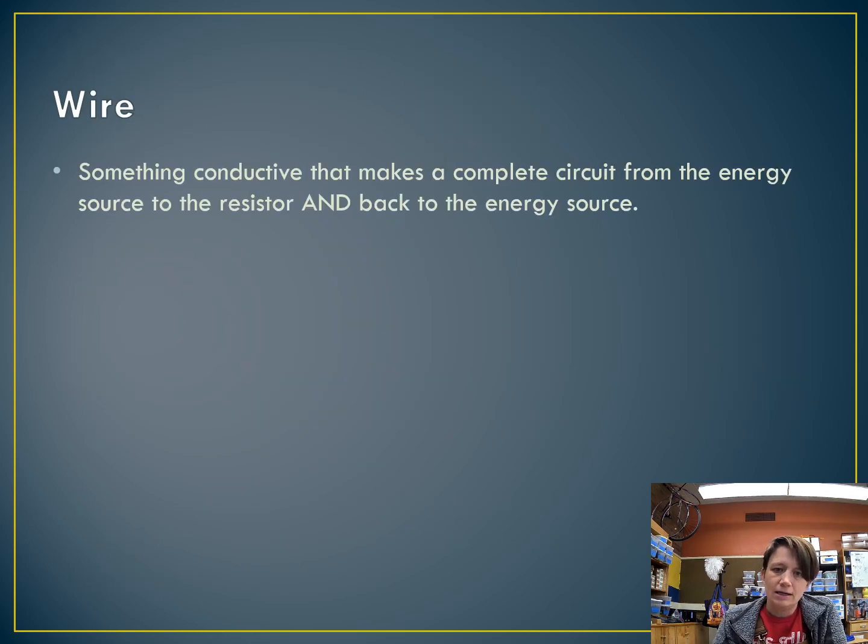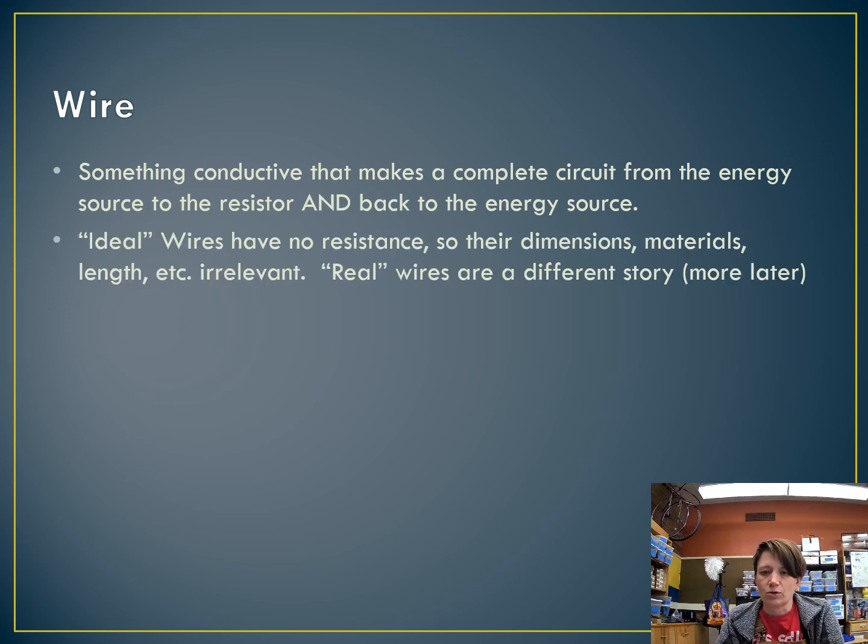The wire is the conductive material that is going to make a circuit complete. So the idea is that you have to have a complete circle or loop from the energy source to the resistor and then back again to the energy source for the electrons to move.